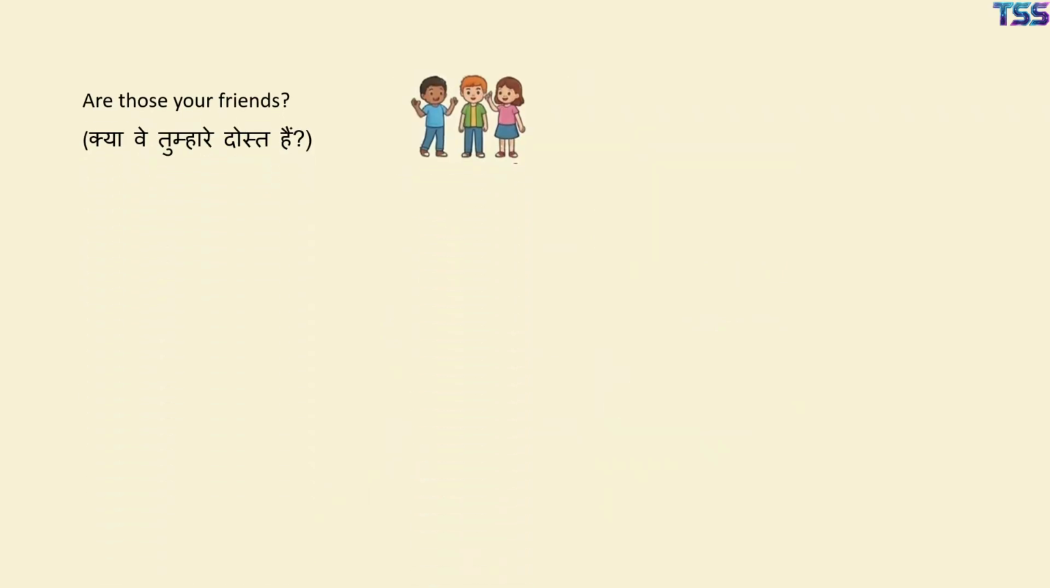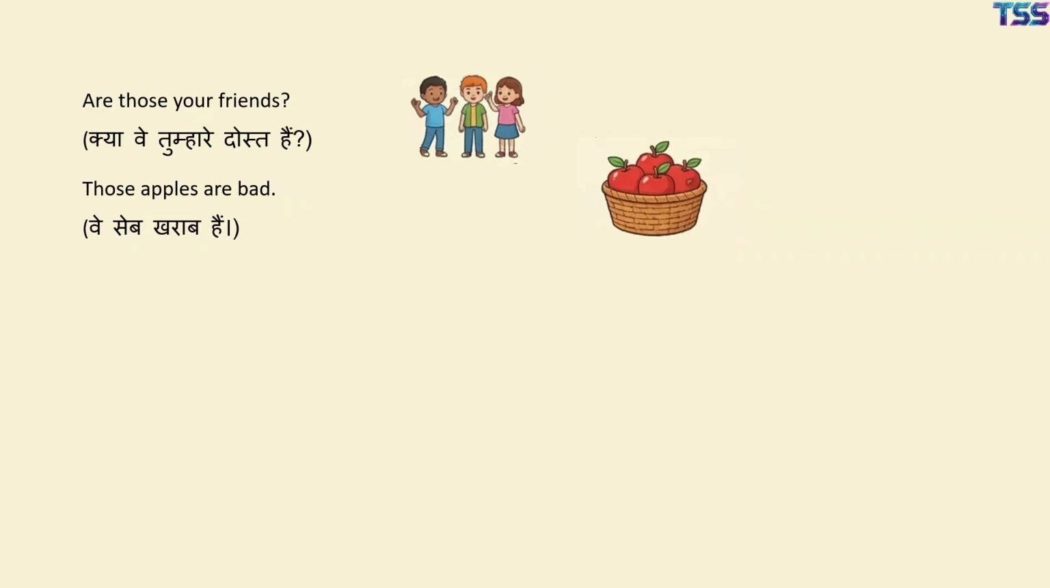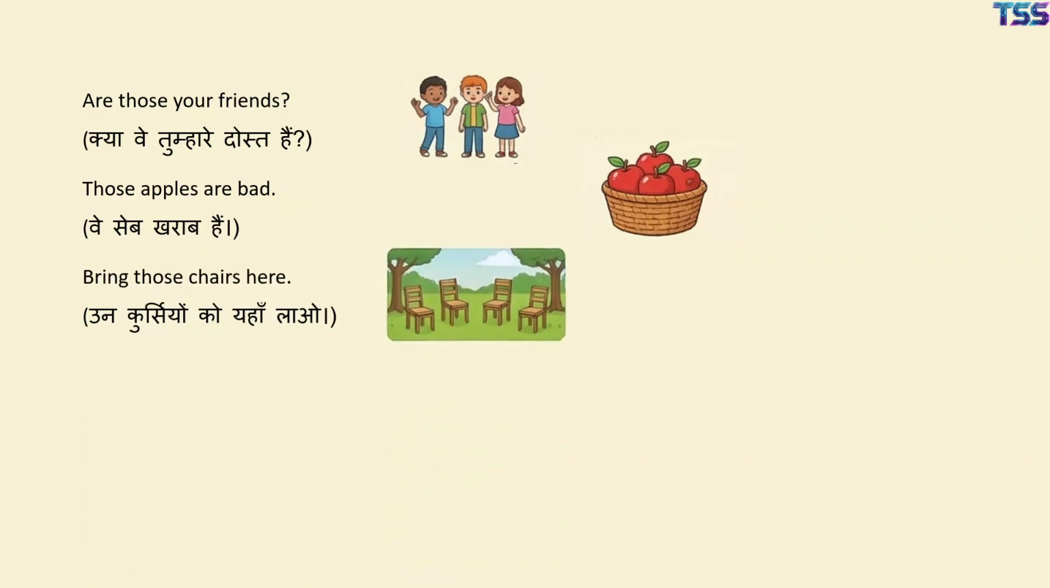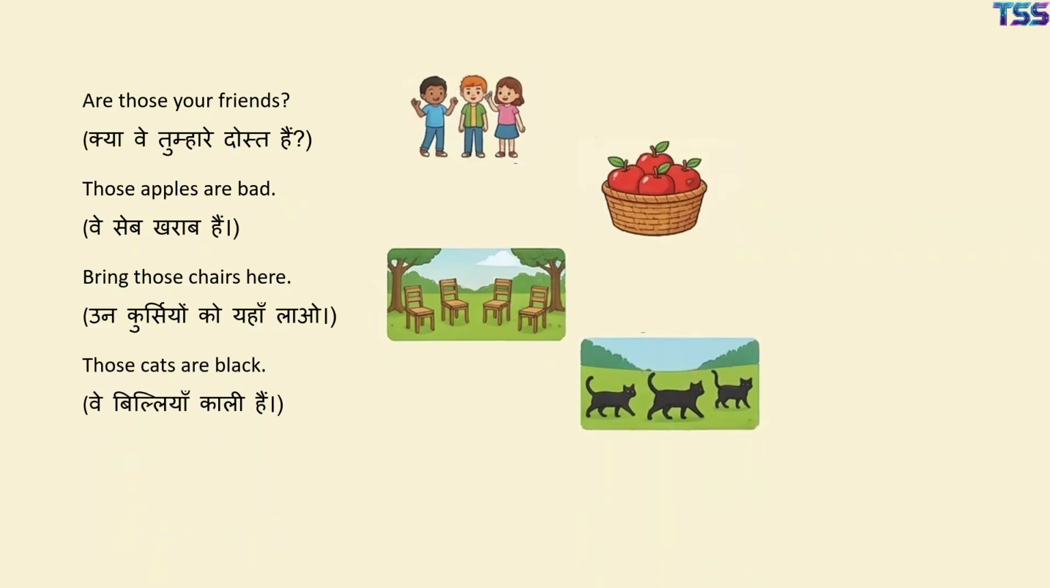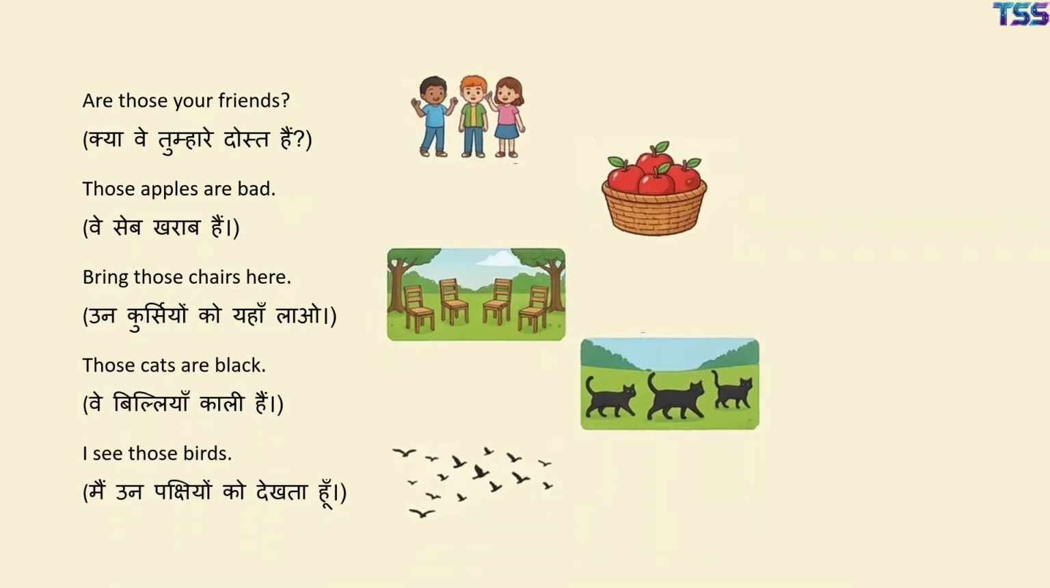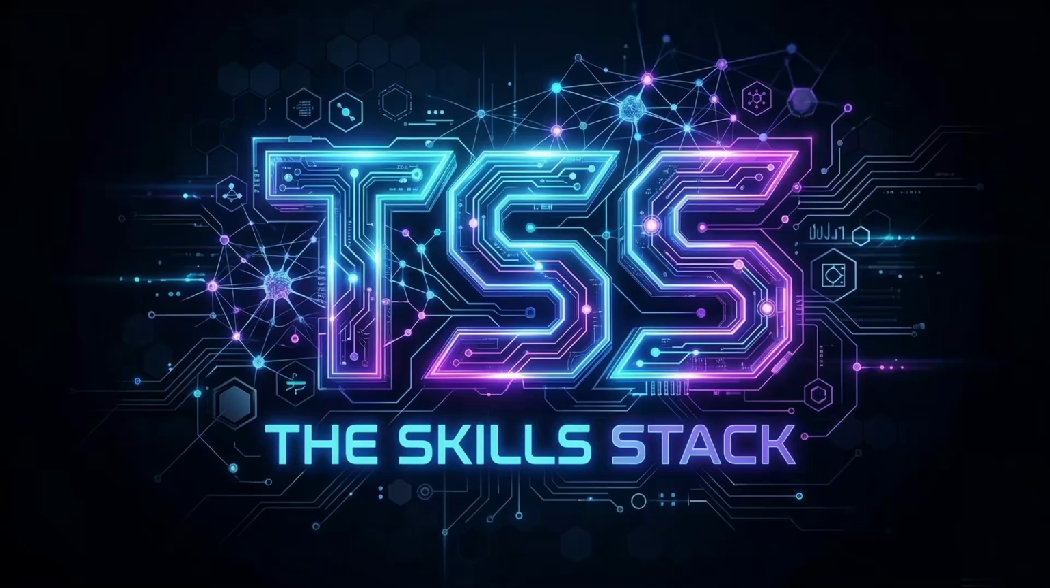Are those your friends? Those apples are red. Bring those chairs here. Those cats are black. I see those birds. Thank you.